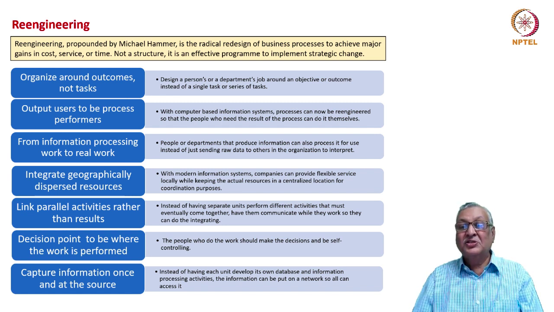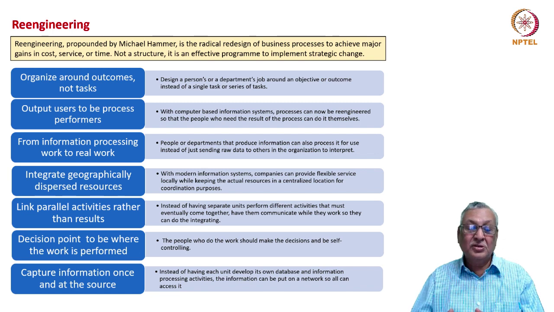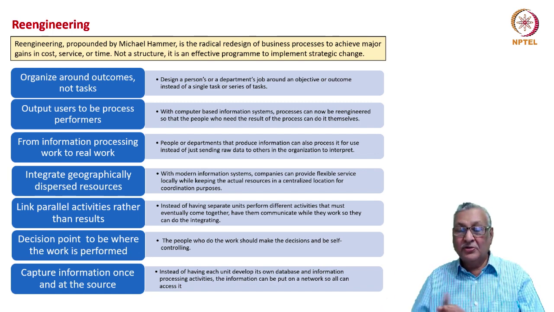Japan's famous Kaizen system gained from this. That is, do things at the workplace. That's why you have Gemba Kaizen. The other aspect of reengineering is capture information once and at the source. Instead of trying to have multiple databases, you find out what is the source for each peculiar or unique type of information and then put it on the network.